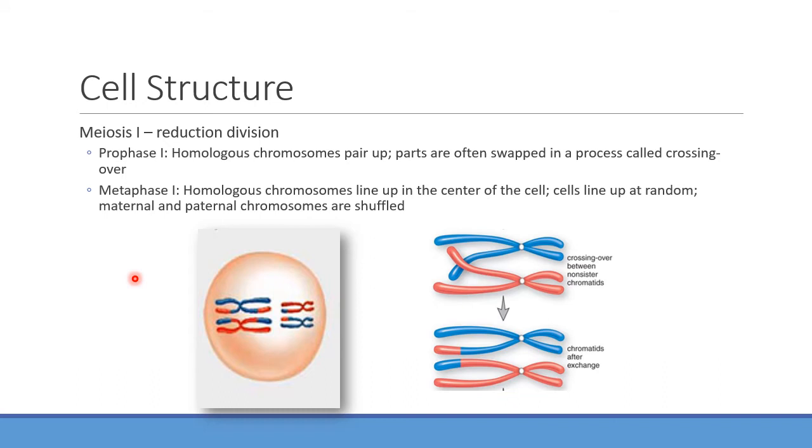But anyway, so then in metaphase, we're going to have the chromosomes lining up at random, and this is where they're getting shuffled at this point.